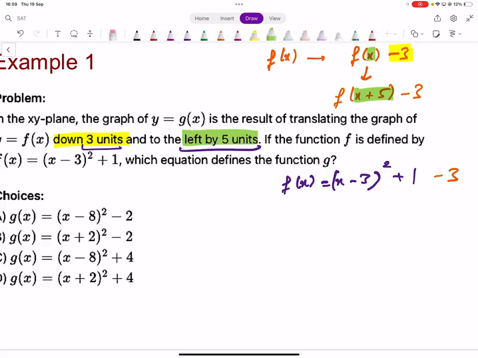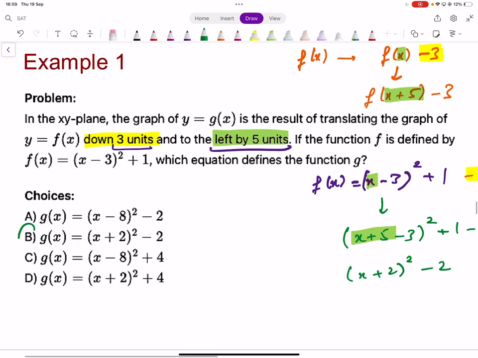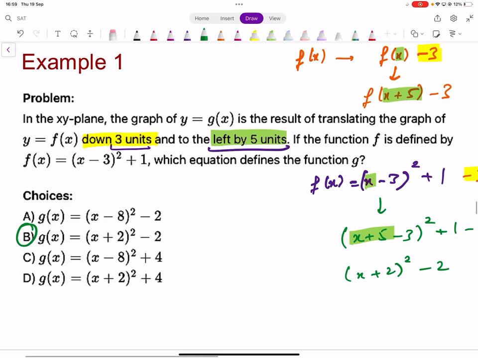We are adding 5 to it. So where are we adding? To x. So we'll do that in this function. So we have subtracted 3 already. The next step that we do here now is we say x plus 5 minus 3 whole square plus 1 minus 3, which simplifies to x plus 2 whole squared minus 2. In place of x you have x plus 5. Outside the whole function you have minus 3. This is the result that you get, x plus 2 whole squared minus 2, and that's option B here. This is what g of x is supposed to be.